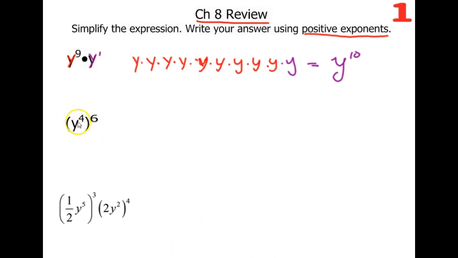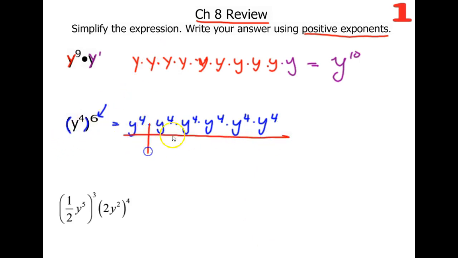Next, we need to write anything that's inside our parentheses, however many times the exponent says. That exponent tells me I'm going to write y to the 4th 6 times. So I'm going to write y to the 4th, y to the 4th, y to the 4th, y to the 4th, 1, 2, 3, 4, 6 times, y to the 4th, y to the 4th. So each one of these, if you want to make a table, you can.